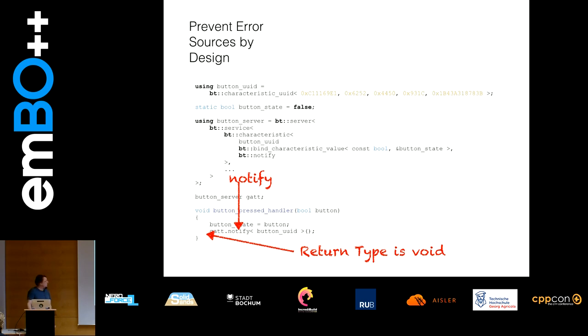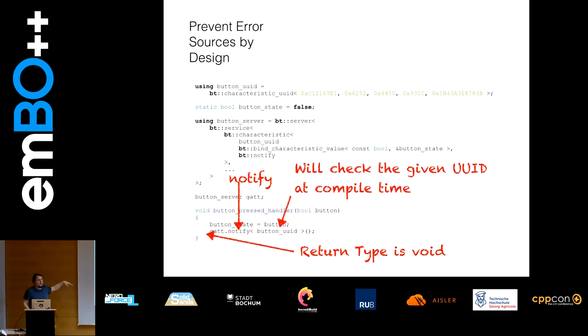And a last point here is the UUID. If I have more than one characteristic that can be notified, I certainly have to identify the characteristic I want to notify. And this I do by giving the UUID as the compile time argument, and the library will check if this characteristic is even configured for notification. If it's not, you will receive an error at compile time.